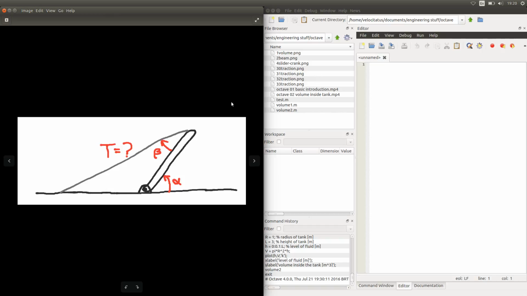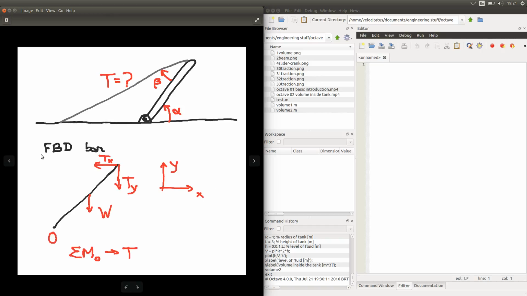So the first thing we need to do to solve this problem is to draw a free body diagram for this bar. Initially we could think of having the reference frame drawn here, with the x-axis horizontal and the y-axis perpendicular to it. We would have the weight of the bar applied at the center, and the components in x and y of the tension applied at this point. If we apply the sum of moments around this point O, we would be able to find the expression for the tension.